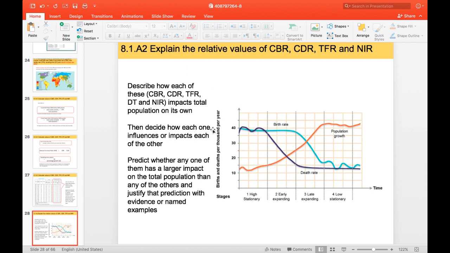And this is the last activity, okay? So we just have four individual activities that I want you to do. Just one paragraph for every single one. So describe how each of these, CBR, CDR, TFR, impacts total population on its own. So they are changing and they're going to affect the population growth, as you can see. I just want you to explain that.